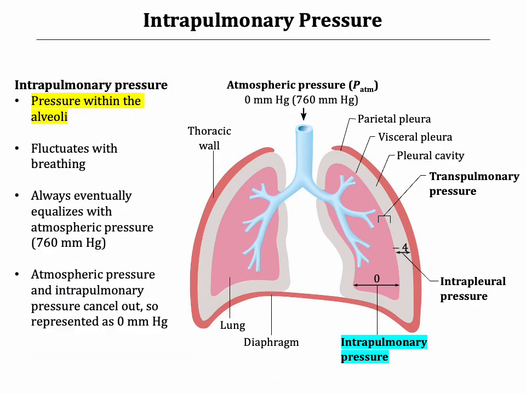So for intrapulmonary pressure, we're talking about the pressure within the alveoli, the pressure within the lungs itself. It fluctuates with breathing, right? It's going to change depending on if we're inhaling or exhaling, but it's always eventually going to equalize with atmospheric pressure. Those two pressures and their pressure differences are really what's influencing breathing.